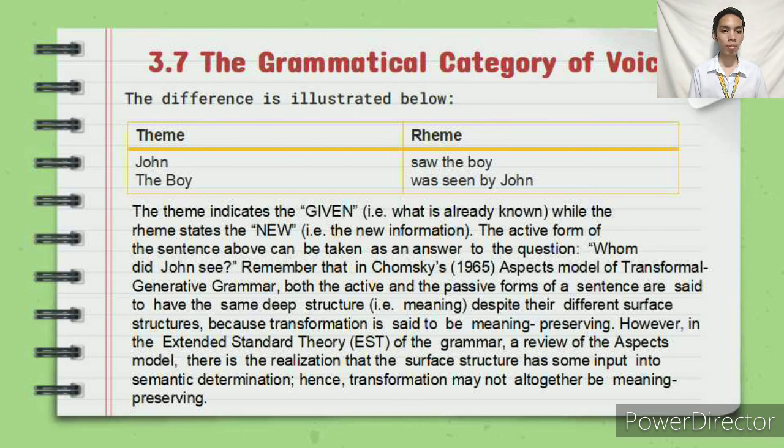Remember that in Chomsky's 1965 Aspects model of transformational generative grammar, both the active and the passive forms of a sentence are said to have the same structure, that is meaning, despite their different surface structures, because transformation is said to be meaning preserving. However, in the Extended Standard Theory, or EST, a review of the Aspects model, there is the realization that the surface structure has some input into semantic determination. Hence, transformation may not altogether be meaning preserving.